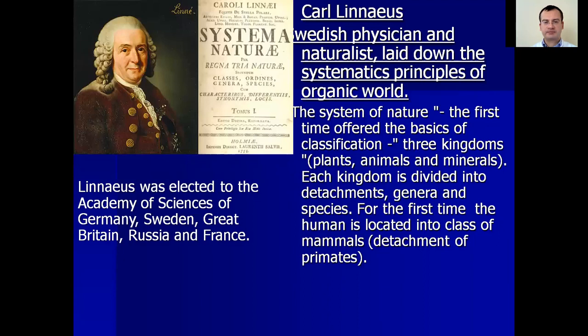Carl Linnaeus, in his System of Nature, for the first time offered the basics of classification of three kingdoms: plants, animals, and minerals. Each kingdom is divided into classes, orders, genera, and species. For the first time, the human is located in the class of mammals, order of primates.